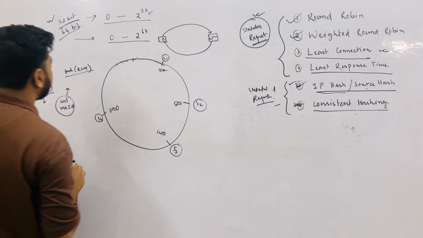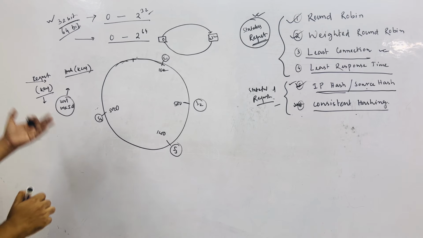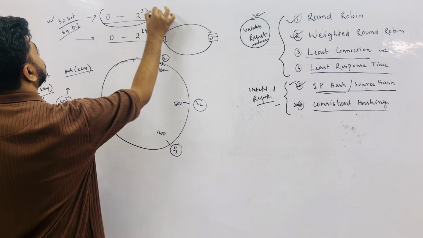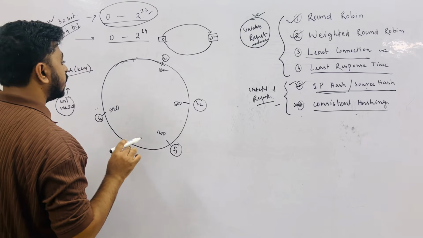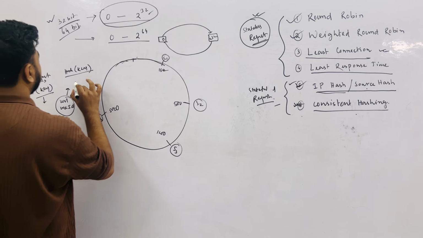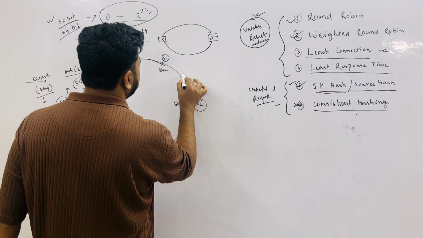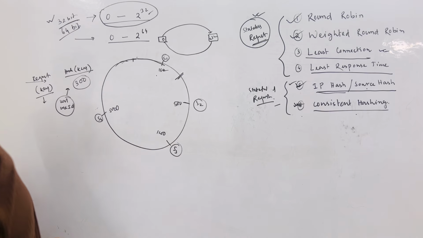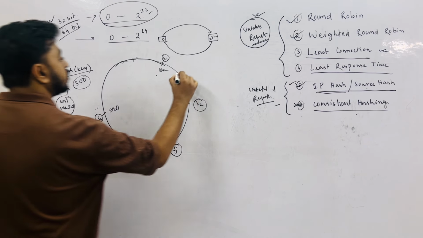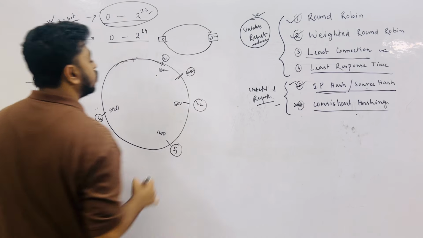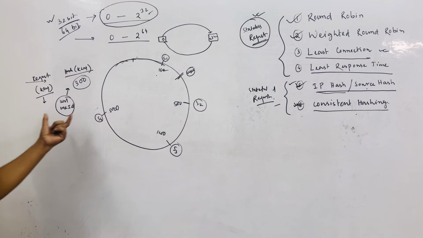If we hash that particular key, we will get a value between 0 to 2 to the power 32. Suppose we got the value 300 for that particular user. That means the user is lying here, between 182 and 500, right. Now this user comes here. So which server is going to handle the load?